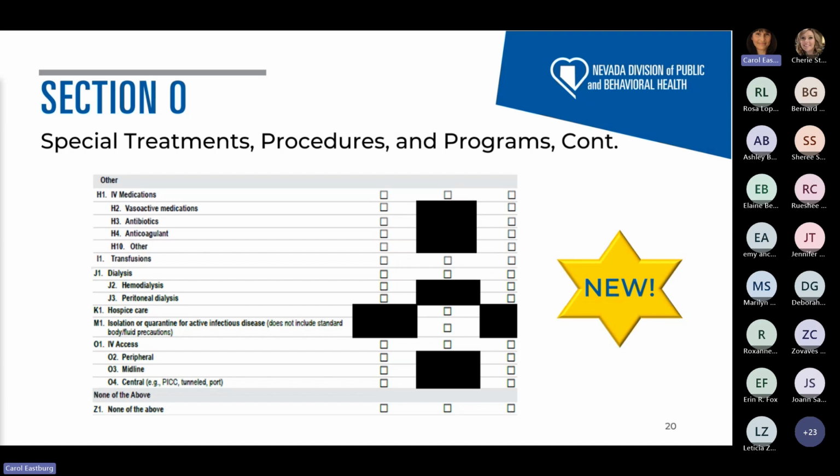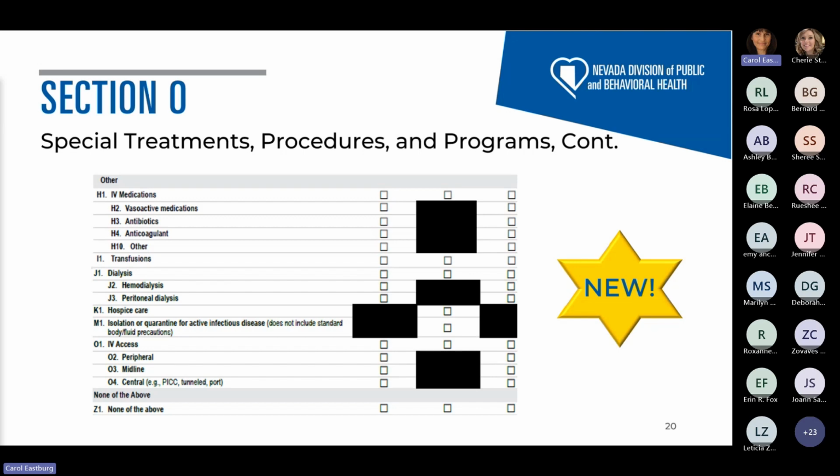As you can see, J1 dialysis is now broken down into J2 hemodialysis and J3 peritoneal dialysis. Code peritoneal or renal dialysis, whether it occurs at the nursing home or at another facility. Record treatments of hemofiltration, slow continuous ultrafiltration or SCUF, continuous arterial venous hemofiltration, or CAVH, and continuous ambulatory peritoneal dialysis, CAPD, in this item.